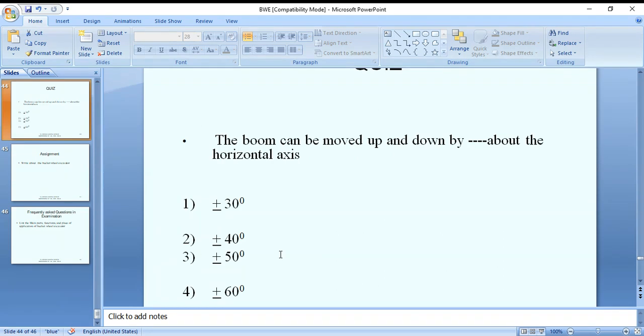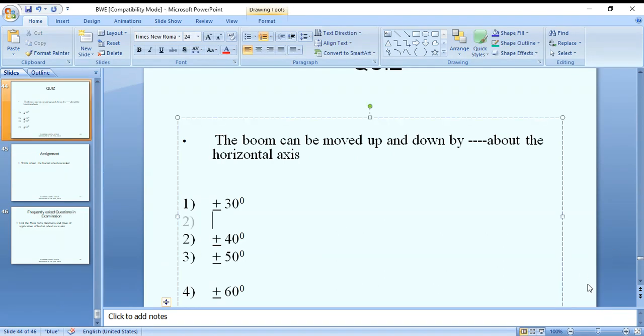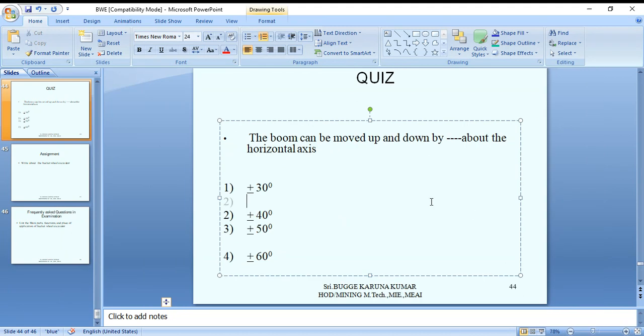I give a small question here related to today's class. That is a quiz from the examination point of view. The boom can be moved up and down by dash about the horizontal axis. Is it 30 degrees, 40 degrees, 50 degrees, or plus or minus 60 degrees? The boom has to move from the horizontal plus or minus 30 degrees. You go down 30 degrees and up not more than that.